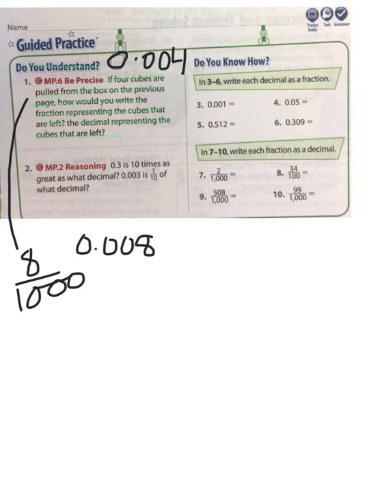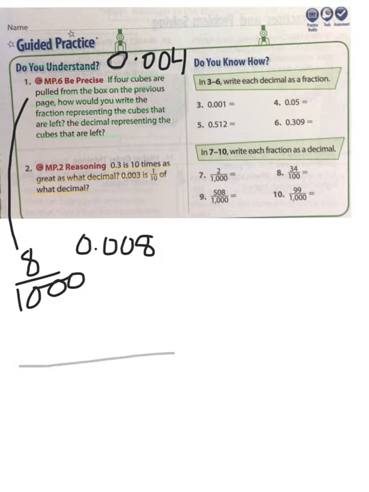And number 2 is kind of confusing, so bear with me. It said 3/10 is 10 times as great as what decimal? 3/1000 is 1/10 of what decimal? All right, this is where it can get confusing. So I am going to go ahead and put this on a number line for you to help you understand.